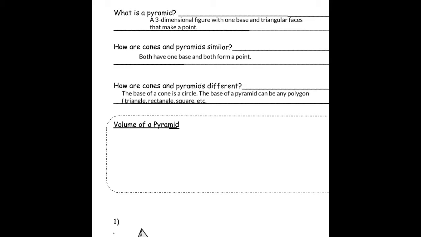So we're going to talk about the formula for the volume of a pyramid. So the formula for the volume of a pyramid, much like that for the volume of a cone, is 1/3 times capital B, which is the area of the base, times the height. So you have to remember that capital B stands for the area of the base.